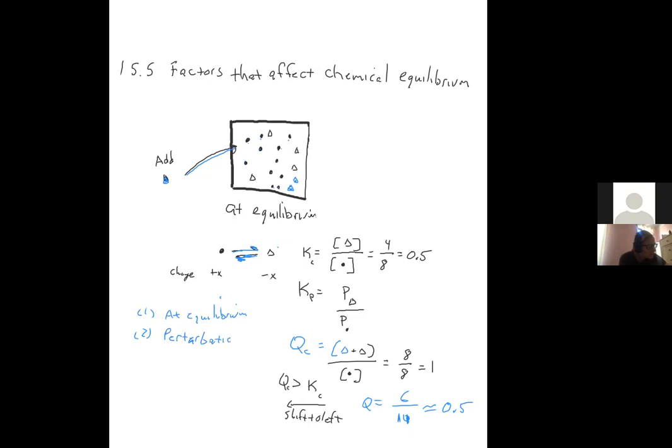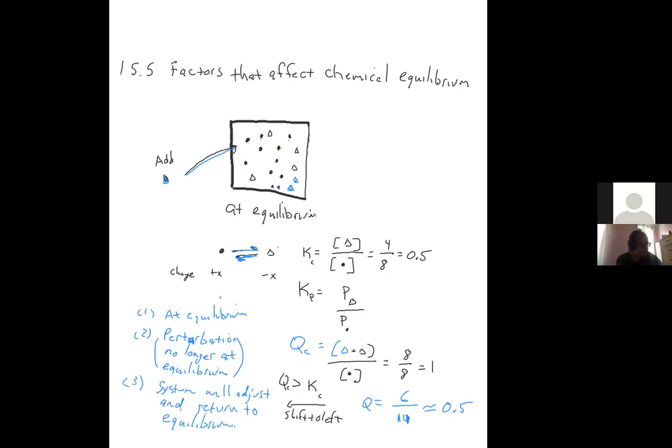Perturbation. That's a U, I'm sorry. Perturbation. We're perturbing the system, so we're changing it so that it is no longer at equilibrium. Okay, so then at step 3, the system will adjust and return to equilibrium. So it's a 3-step process. Start at equilibrium, you perturb the system, it comes back to equilibrium.